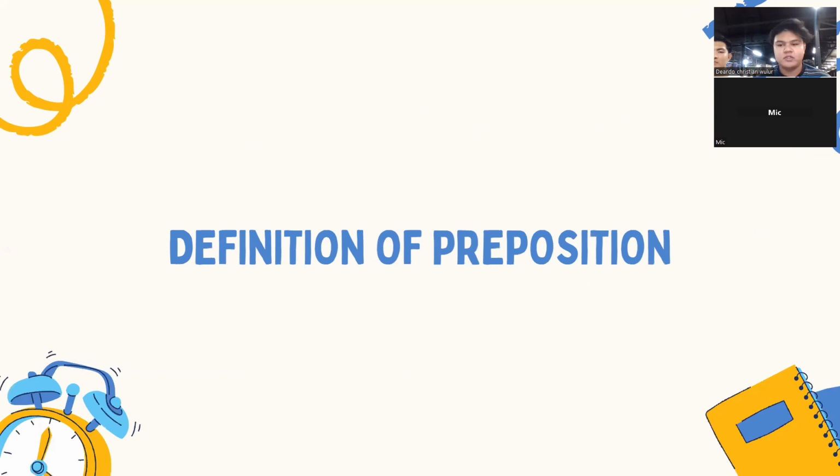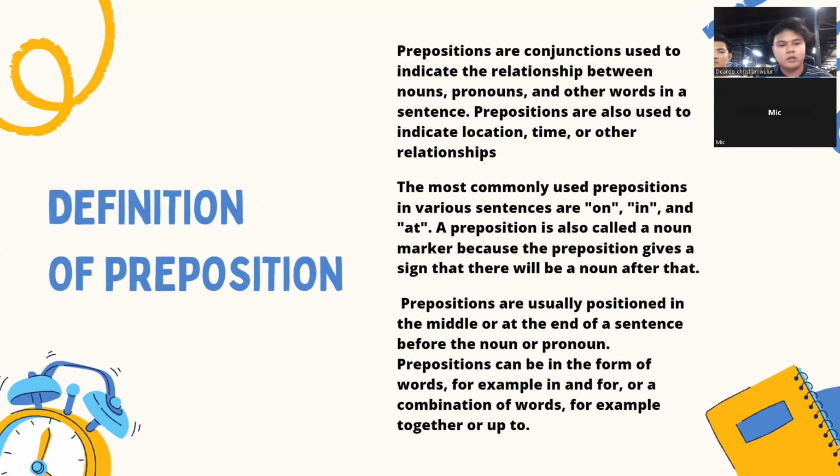So, definition of preposition. What is a preposition? Prepositions are conjunctions used to indicate the relationship between nouns, pronouns, and other words in a sentence. Prepositions are also used to indicate location, time, or other relationships. The most commonly used prepositions in various sentences are on, in, and at.